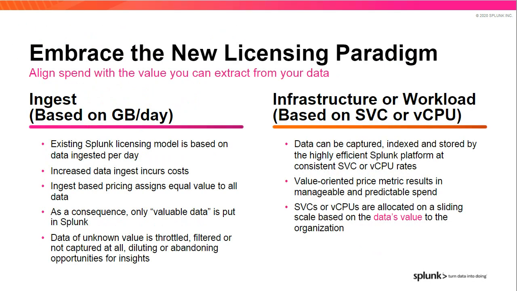So let's take a quick look at these two licensing models and compare and contrast them. On the left, we've got Ingest, which is our traditional model based on gigabytes sent to Splunk per day. And on the right, we have infrastructure or workload, which is based upon the compute needed to run Splunk. As you know, the traditional model is based upon the volume of data that's sent to Splunk, and then let's compare that with the right-hand side, where the infrastructure workload is really meant to be based off of the amount of work that you're doing within your Splunk environment.